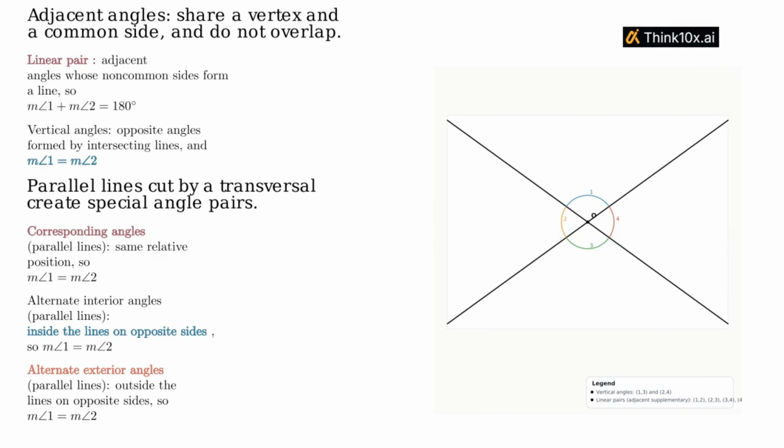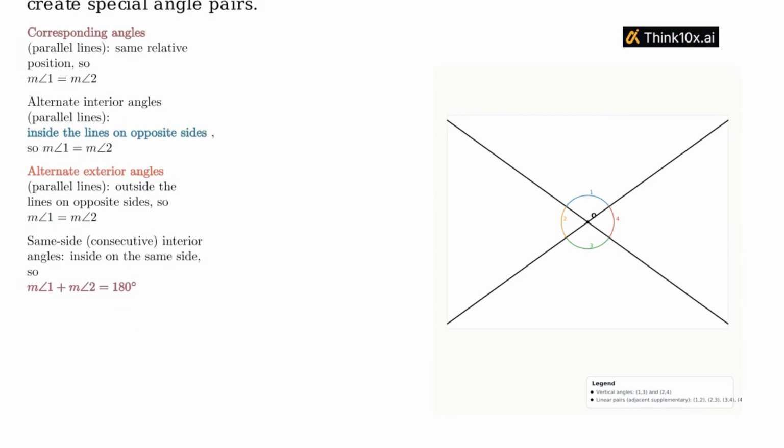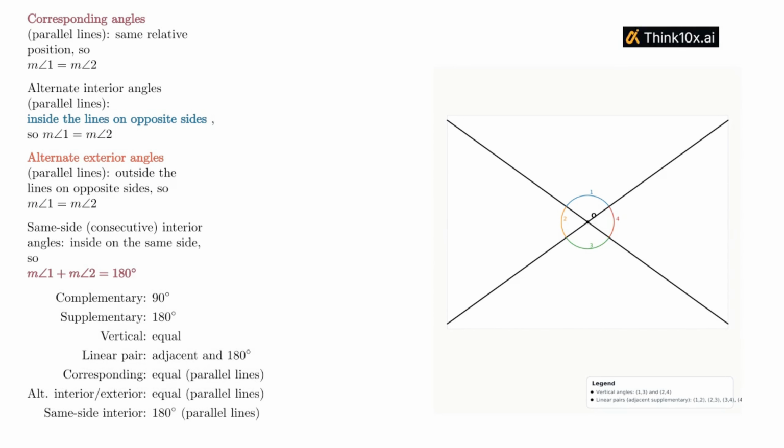Finally, same side interior angles, also called consecutive interior angles, sit between the parallel lines on the same side of the transversal. Here, instead of being equal, they form a straight turn together, so they add to 180. Same side interior angles are supplementary, not equal. To wrap it up, here's the quick memory check. Some pairs are about adding to 90 or 180. Some are about being next to each other, and some become equal only when parallel lines and a transversal are involved.